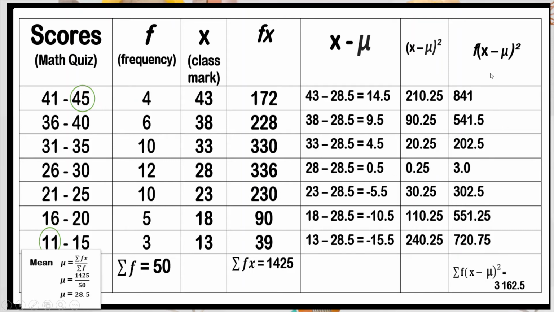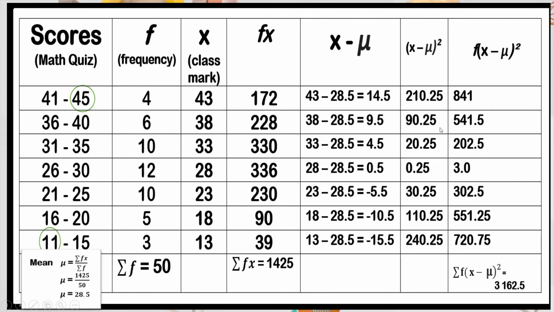Now what is this last column? The last column is actually the product of the frequency and the results here. It's the f times the quantity of x minus mu squared. That's why you just multiply the numbers in this column by their corresponding frequency. For example, 210.25, you multiply it with 4, then you arrive at 841.